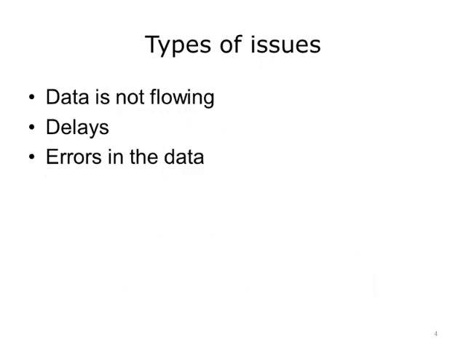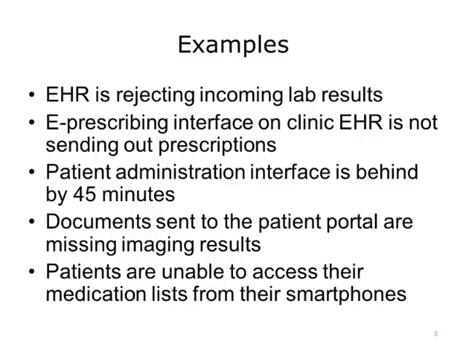There are three main types of problems that occur. The first is that data is not flowing or is not available on a query. The second is that there is a delay in data flow. The third is errors in the data. Here are some examples of possible production issues. The EHR lab results interface is rejecting incoming lab results. The e-prescribing interface on clinical EHR is not sending out prescriptions. The patient administration interface is behind by 45 minutes. Documents sent to the patient portal are missing imaging results, and patients are unable to access their medication lists from their smartphones.